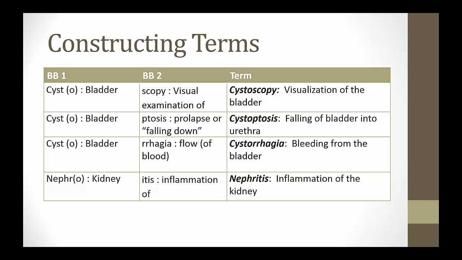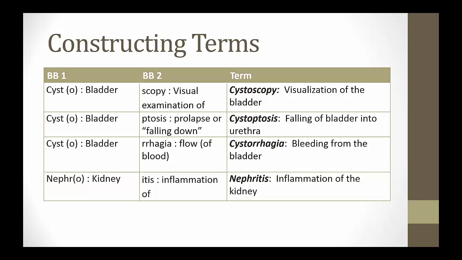When we use the root word cysto, meaning bladder, and follow it with the suffix scopy, meaning visualization of, our new term is cystoscopy, the visualization of the bladder. Again, cysto, meaning bladder, when combined with the suffix ptosis, which means prolapse or a falling down of, we have a new term, cystoptosis, falling of the bladder into the urethra.